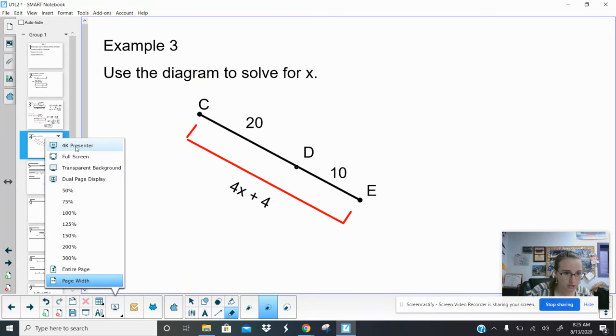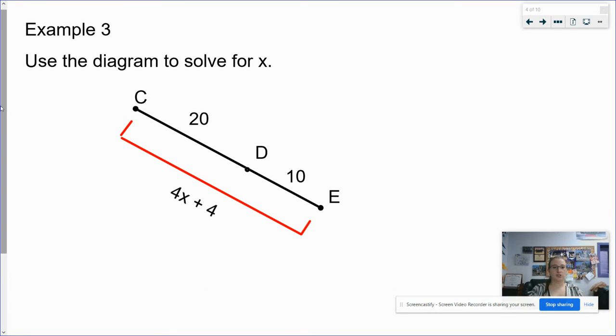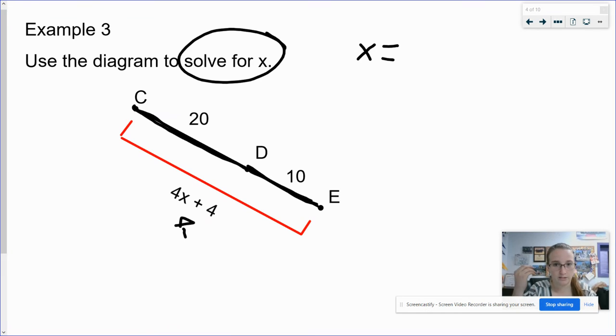Okay, let's try one more kind of tricky one. So it says use the diagram to solve for x. So we're trying to solve for x. Our final answer should be x equals, right? So here's our segment addition postulate. The piece plus the piece equals the whole. If you keep saying that down to yourself, that's what this is. So that's my setup. That's literally what I need to do.